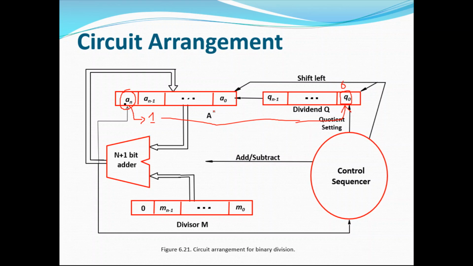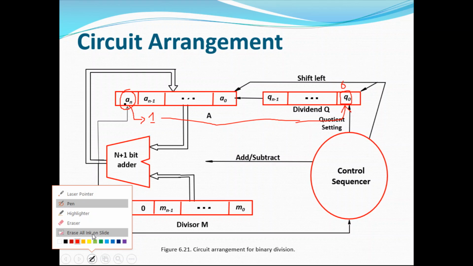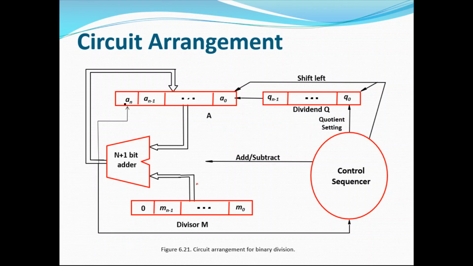To restore that to the original number, just add again A and M. Now we won't take 2's complement because this is addition, not subtraction. Again add A to M and store the result in A. Once again check, and store the result in A, and again left shift.